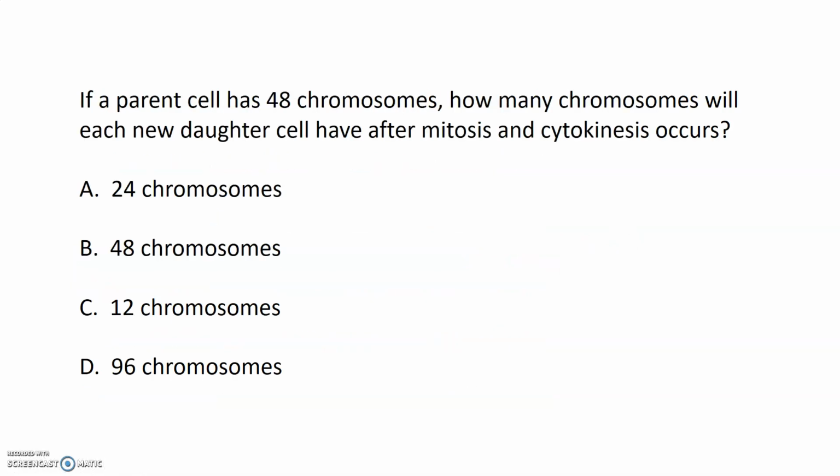This one is a little bit more difficult. So take a second and pause the video and answer this question. If you start with a parent cell that has 48 chromosomes, how many chromosomes is each new daughter cell going to have after mitosis and cytokinesis take place?